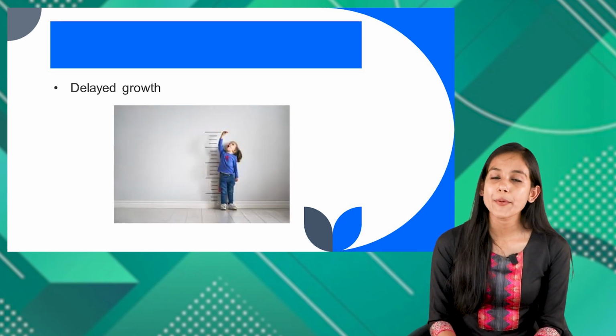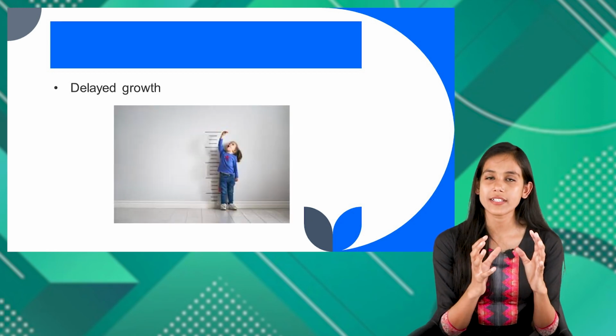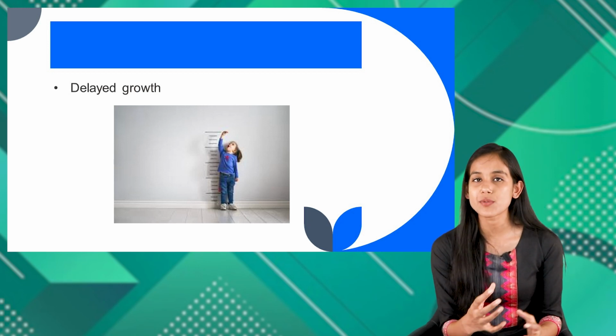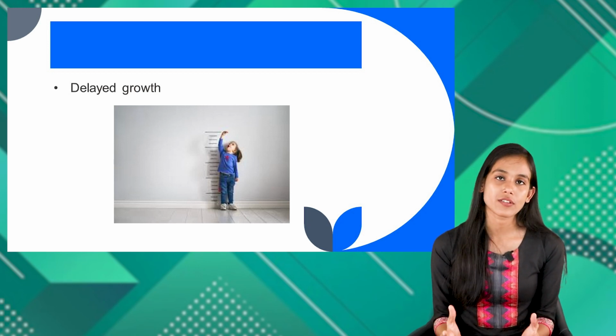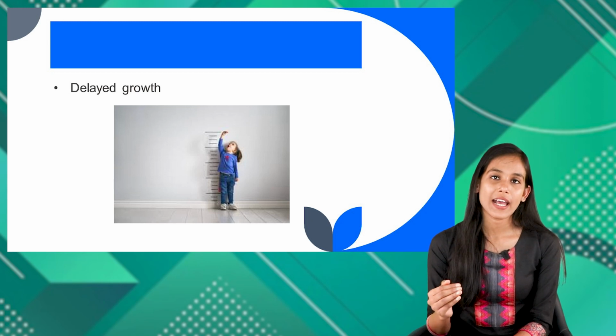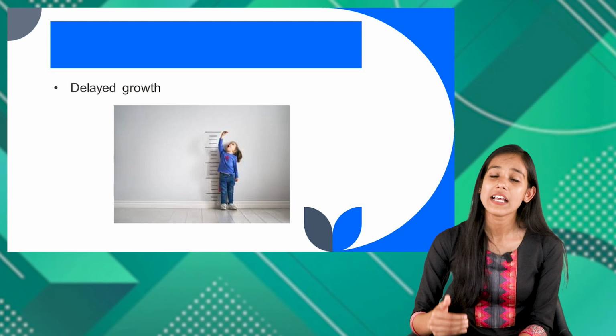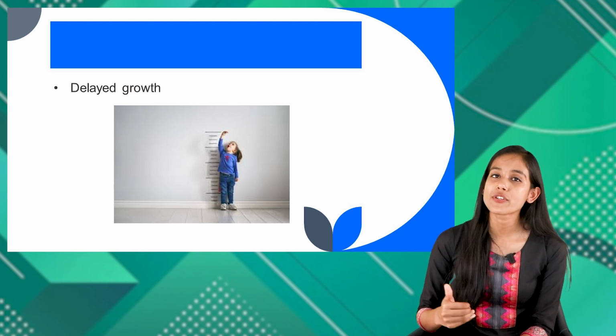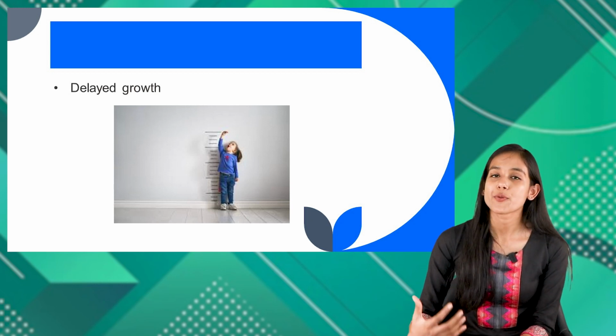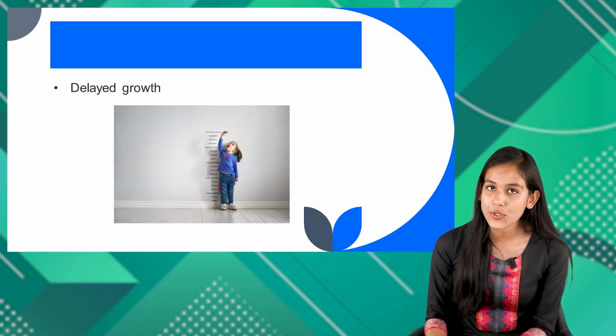Next, there would be delayed growth, because these red blood cells provide the nutrients and the oxygen for growth, right? So if there is a lack of RBCs, a lack of red blood cells, a lack of oxygen, that would also affect the growth, right? So because of that, the child will have delayed growth.